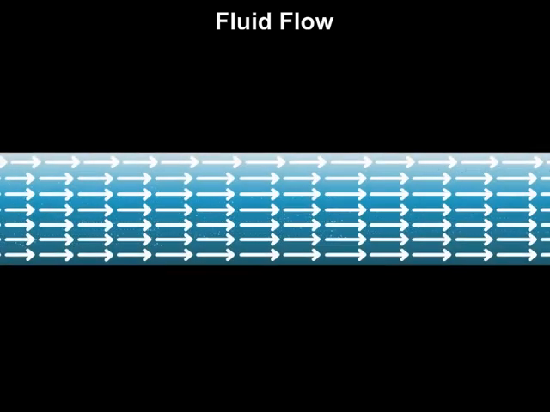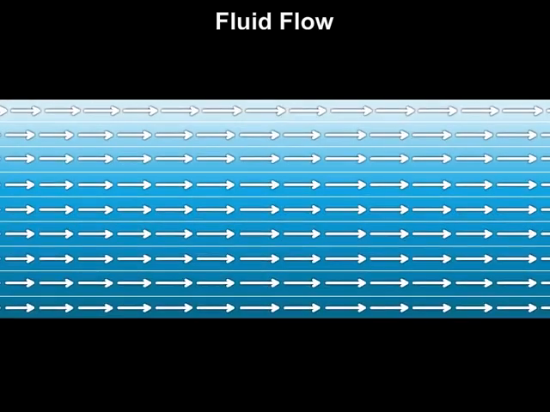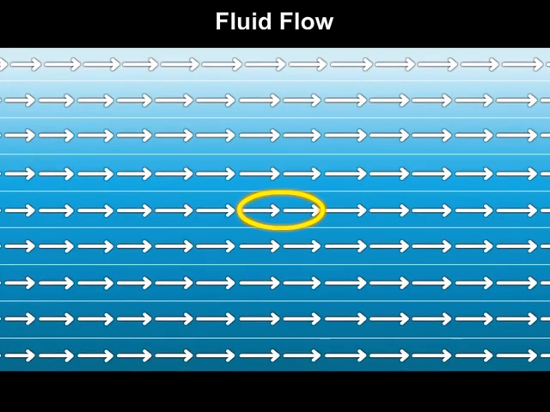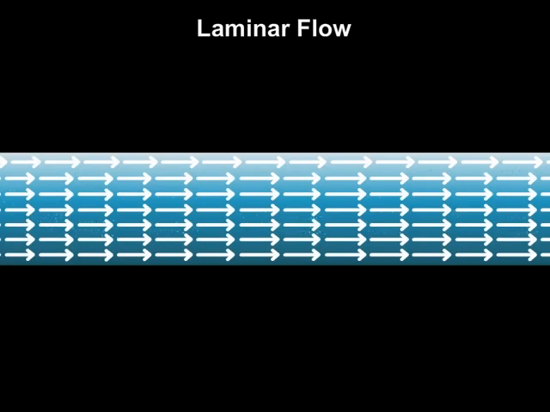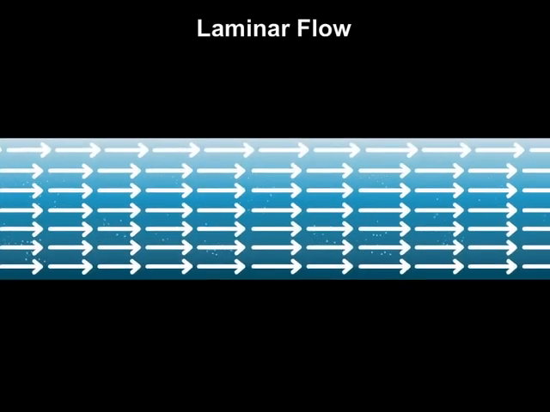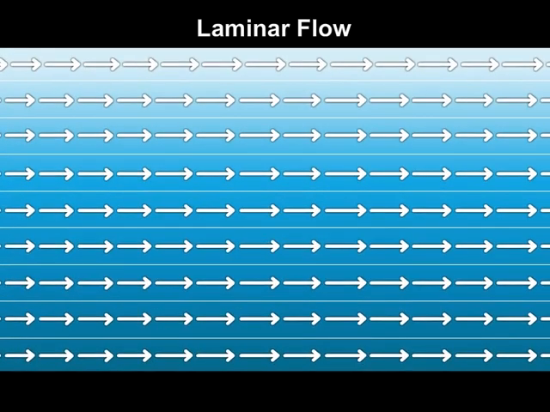Flow is defined as the quantity of fluid that passes a point per unit time. There are two types of flow: laminar flow and turbulent flow. Laminar flow. In laminar flow, liquid flows over a horizontal surface with a steady flow.